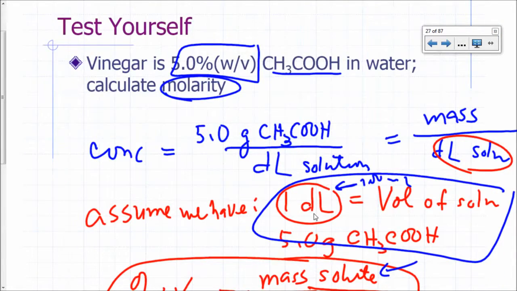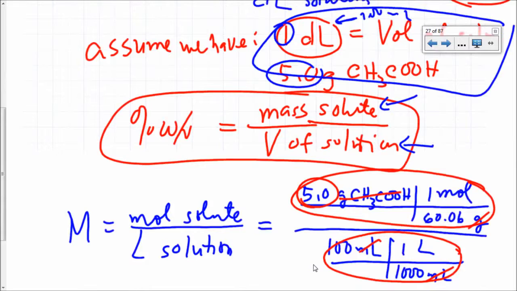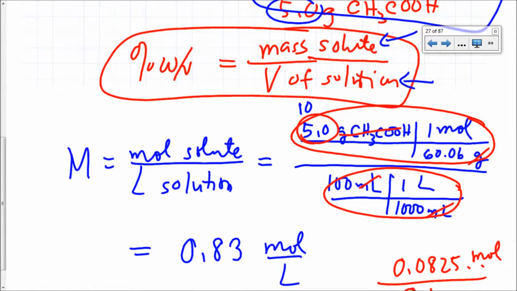If I assumed I had 2 liters of solution instead of 1, then I would have 10 grams of acetic acid instead of 5. When I do my molarity, I'm going to have 10 over here instead of 5, but I'll have 200 down here instead of 100. So I end up with twice as much in my numerator and twice as much in my denominator. I'm still going to get the same answer. The thing to realize about concentrations is they're a ratio of 2 things. It doesn't matter how much you assume for your numerator, your denominator will just follow suit. The ratio will still be the same.